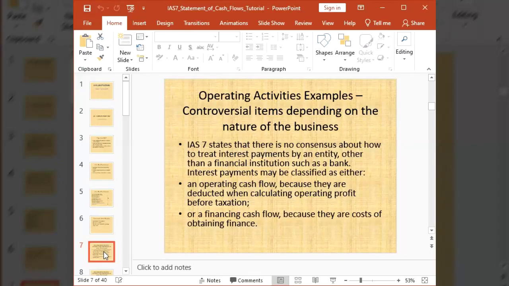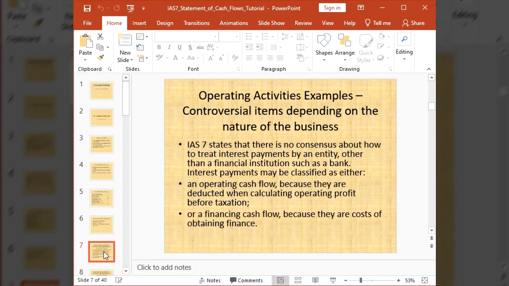Then we have operating activities that are controversial depending on the nature of a business entity. When we talk about controversial operating activities, these activities are controversial because in one way or the other they differ among several business entities. For instance, if a business entity is a bank, there are certain operating activities that are peculiar to the banking sector.